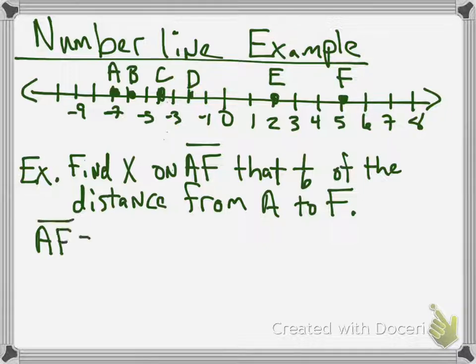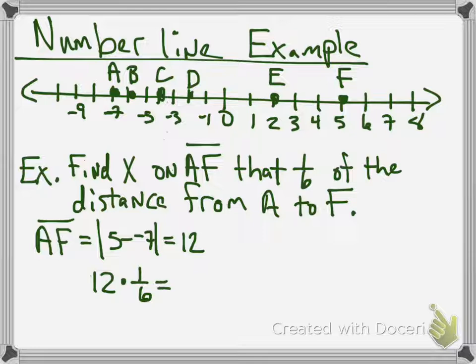So, here we go. A to F. F is at 5, A is at -7, so I can say 5 minus a -7. Remember, subtract the points, and take the absolute value of that, so you always get a positive answer. So I know the distance from A to F is 12. Now, 1/6 of that would be 2. So I want to find a distance from A that is 2 away, which is at -5. So X would be at -5.